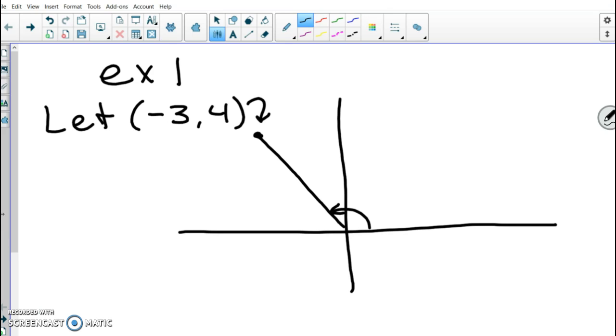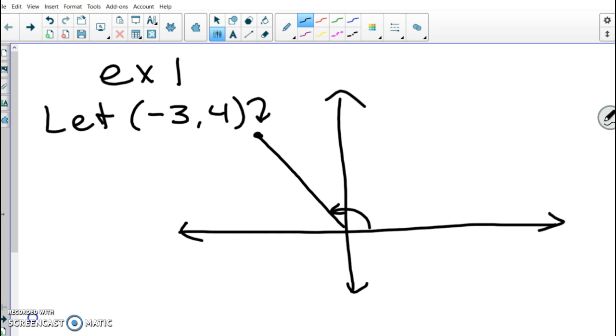I'm looking at example 1 on page 284, and it says we're going to evaluate trig functions of any angle in this lesson. Example 1 says, let negative 3, 4 be a point on the terminal side of theta. And so we've drawn that here. We have the x and y axis. And it says to find the sine, cosine, and tangent.